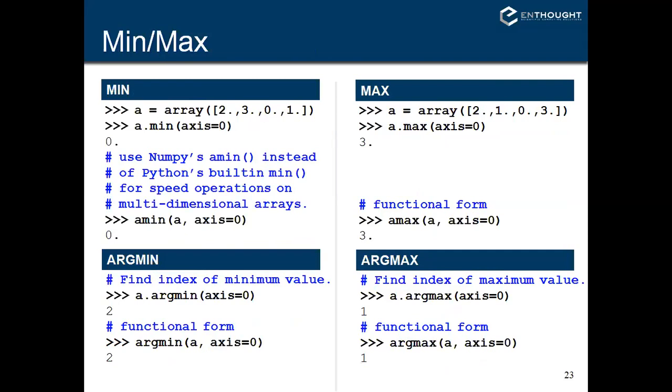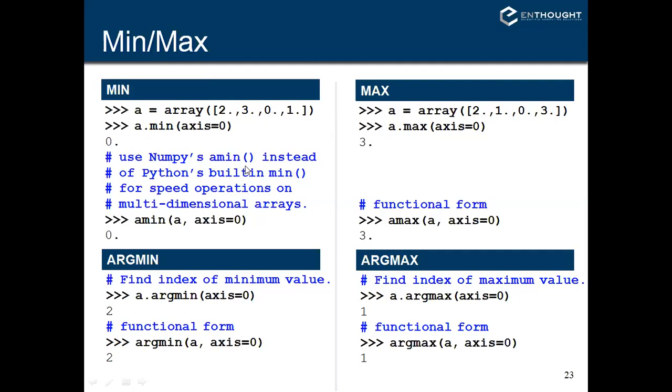Now, if you wish to find out the minimum or maximum in an array, how can you do that? This array has some values: 2, 3, 0, 1, right? I want to find out the minimum of this array at the zero axis. Since it is a single dimension array, there is no confusion in that. You'll always get the minimum value as 0, right? There is no confusion in that.